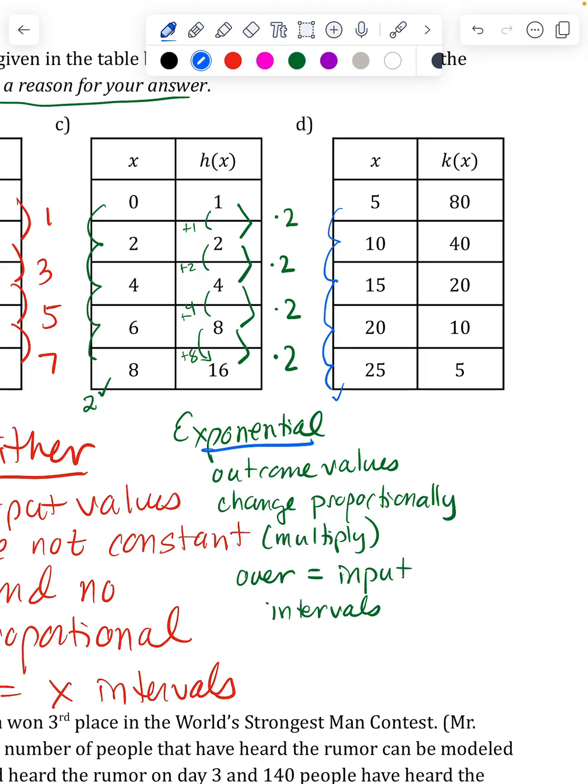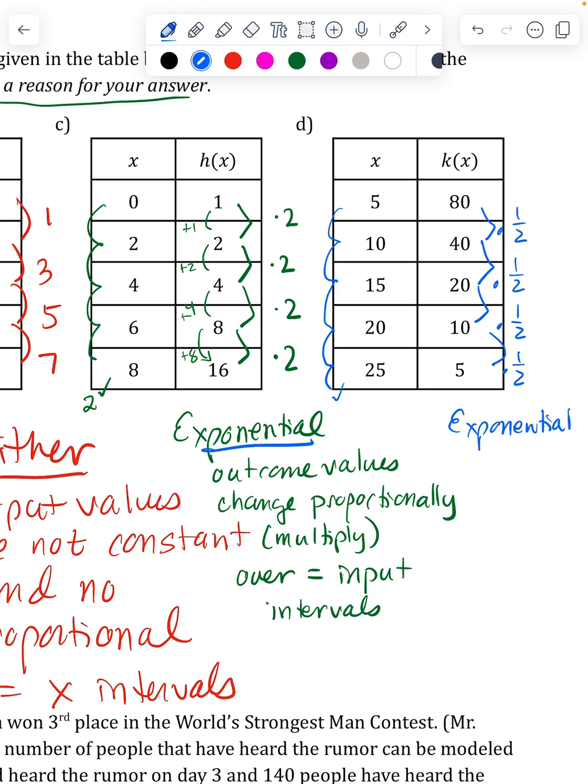Here, if I look at this, this is half. 40 is half of 80. 20 is half of 40. 10 is half of 20. And 5 is half. So you might think you're dividing by 2, but keep in mind we have to use an R value, like a multiplication. So dividing by 2 is the same as multiplying by 1/2. So this one is again going to be exponential.